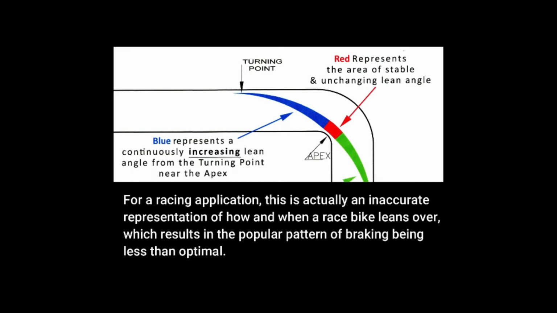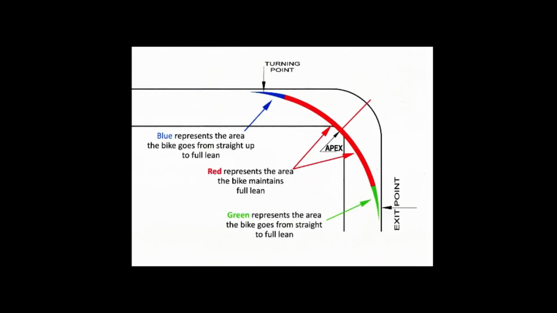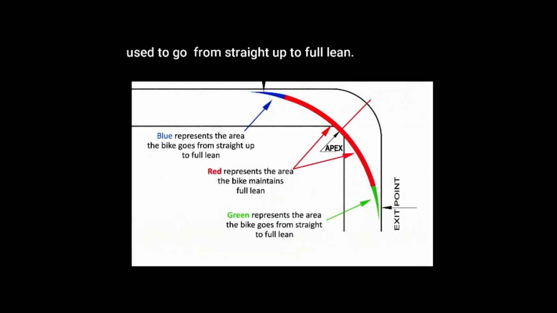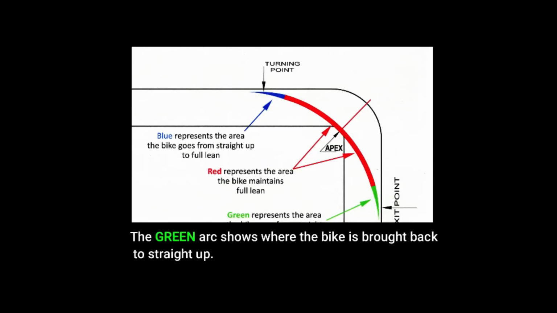In a true expert-level racing scenario, racers will actually go from straight up to full lean in a very short distance. This next diagram shows a more accurate representation of the lean angles and the transitions for an average racing scenario. The blue arc represents an approximation of the distance it would take a race bike to go from fully straight up to fully leaned over. The red arc represents the distance the bike will maintain full lean angle. The green arc represents the approximate distance it would take a racing bike to go from fully leaned over back up to fully straight.